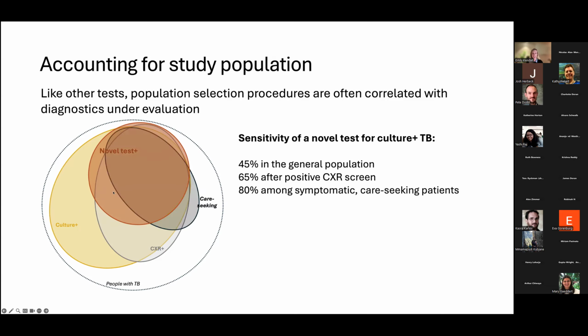Or alternatively, if we're performing the test among asymptomatic care-seeking patients, that's a similar selection step, maybe even more strongly selecting for the more severe disease that's likely to also be positive on the novel test. And in this illustration, that increases the sensitivity of the novel test among the care-seeking population to around 80%. This increases because of correlation between the population selection mechanisms, like symptom-driven care seeking, and the manifestations of disease that the novel test detects and measures.